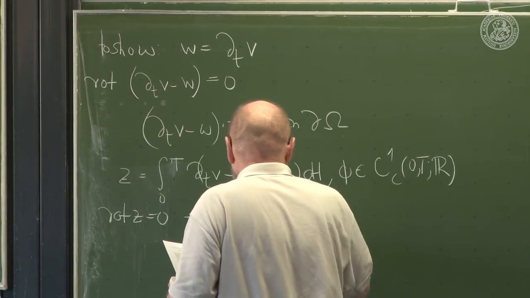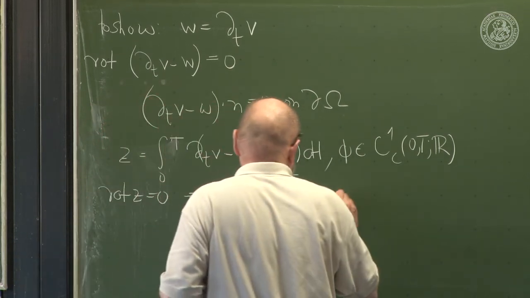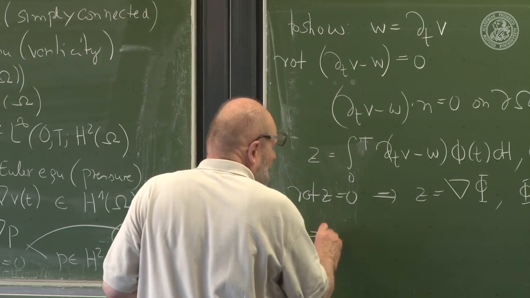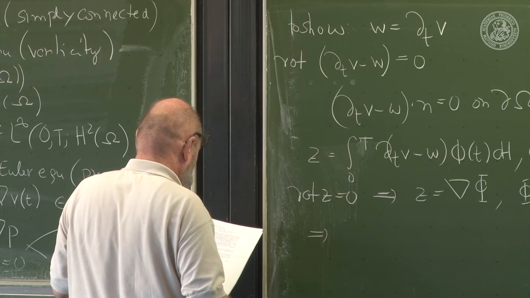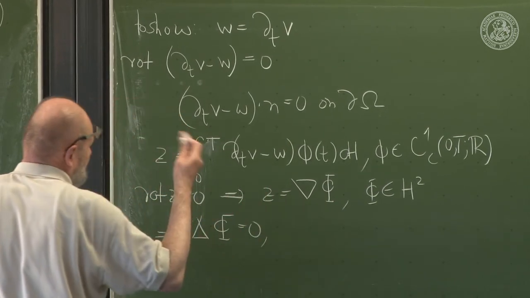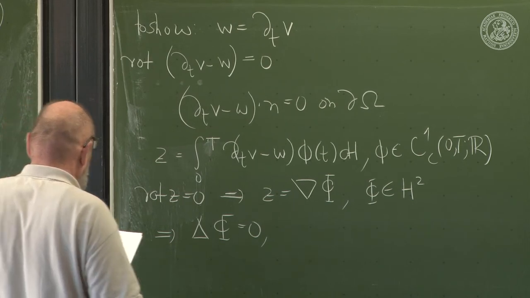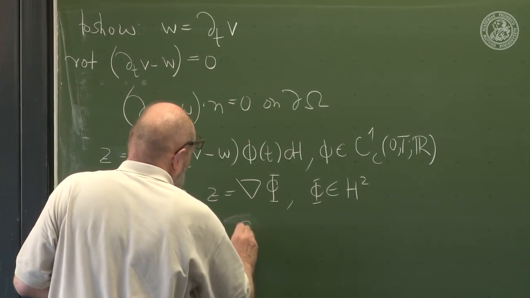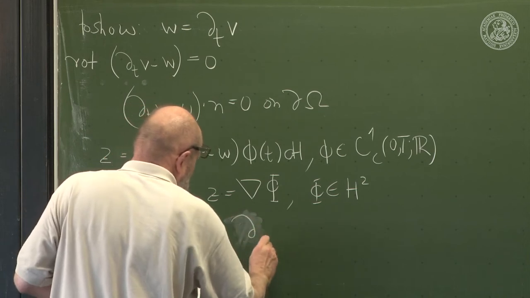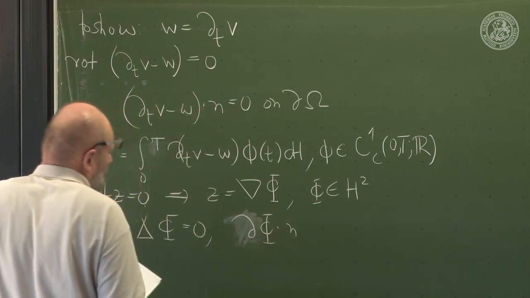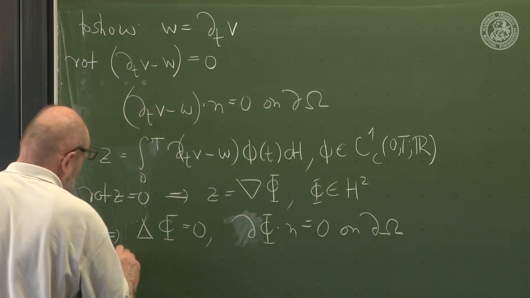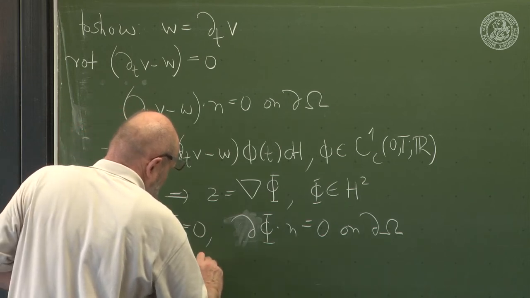So it can be written as some gradient of phi. Then because of the regularity of the set, the phi is H2. I abbreviate a little bit. What does that mean? That means for the set, if we use the divergence freeness, we have the Laplacian of phi equals 0. The normal boundary conditions also transfer to phi. It's now a Neumann boundary condition. So this is the derivative of phi in the normal direction, which is 0 on the boundary. So we have a pure Neumann condition, and we know the Neumann problem is uniquely solvable up to a constant.